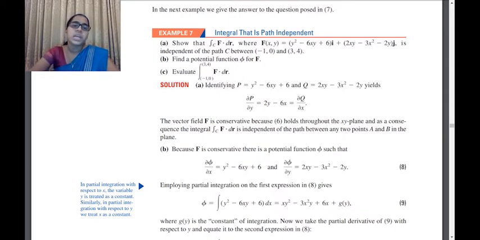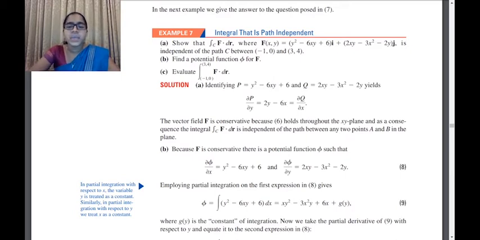Okay. Now let's move on to part B of the example, that is, we have to find a potential function phi for F. In the first part we had seen that F is conservative. So if F is conservative, we will definitely be able to find a potential function. So how do we do that? Just remember the steps that I have mentioned before.